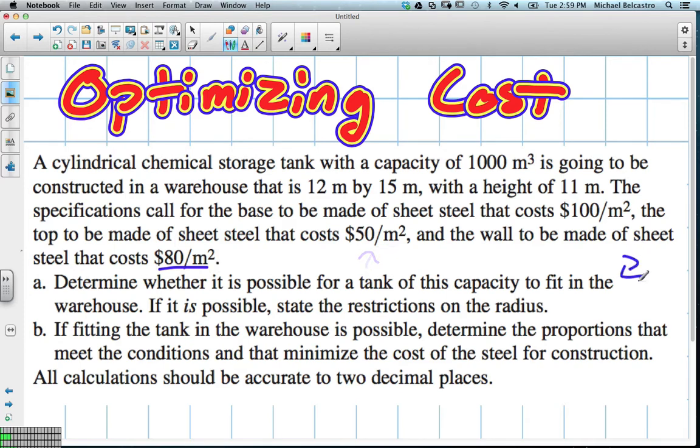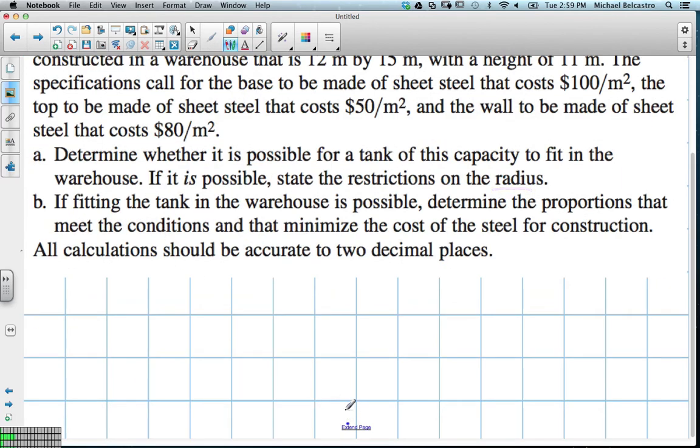First, determine whether it's possible for a tank of this capacity to fit into the warehouse. So we're going to have to figure out what our restrictions on the radius of this are. We said it was a cylindrical chemical storage tank in a warehouse. So let's get a visual for what they're talking about.